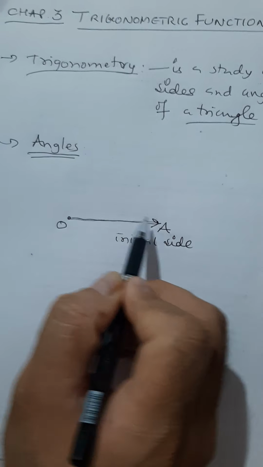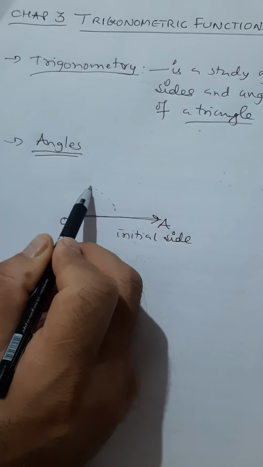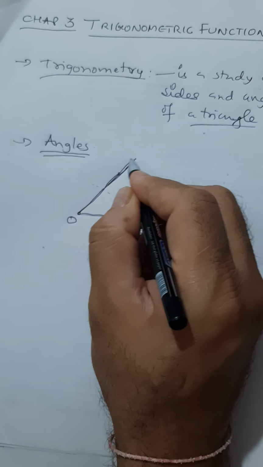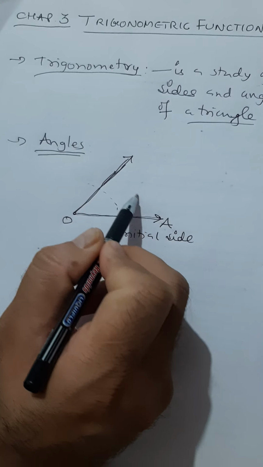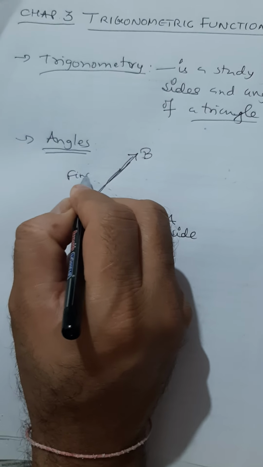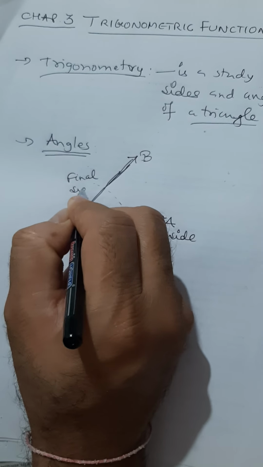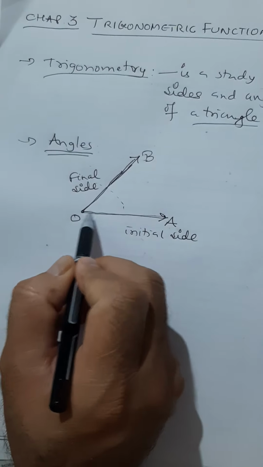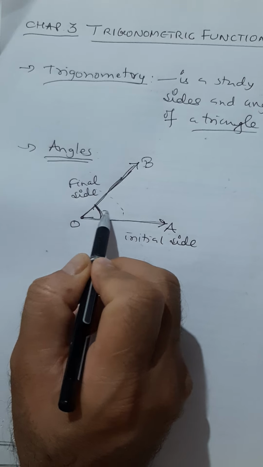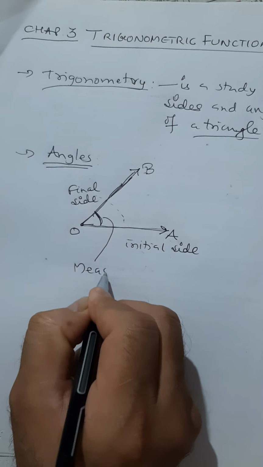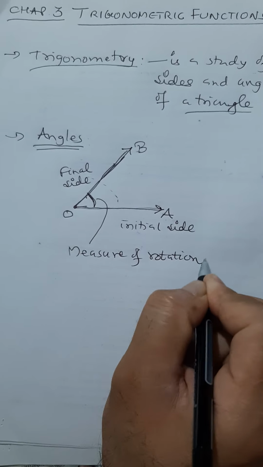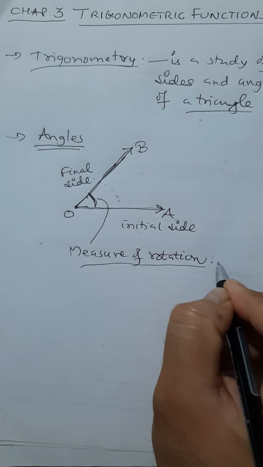Then I'll rotate this ray in this anti-clockwise direction. Suppose this is the final position of the ray. Rotating this ray OA in this anti-clockwise direction, suppose this is point B. So this is the final or terminal position, or terminal side. Then this is nothing but the measure of rotation, this much. This is a measure of rotation.